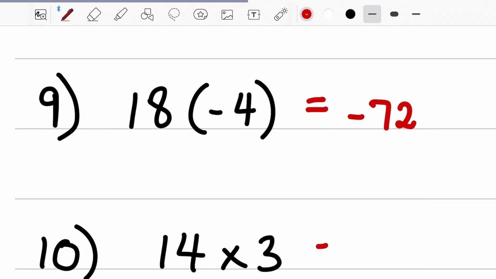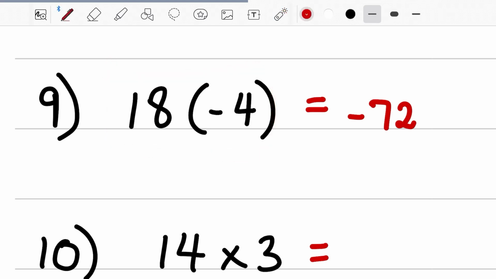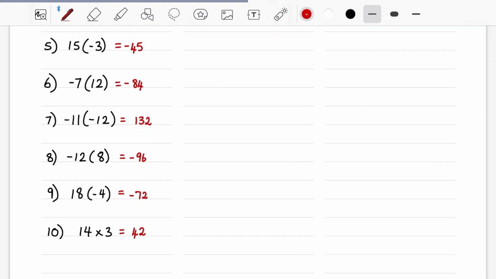And finally, for 10, we have 14 times 3. Rare occasion, you're actually seeing the multiplication sign, right? But it means the same as something like this. So 14 times 3 is 42, and 14 is positive, 3 is also positive, so your answer is positive overall, since the signs are the same.